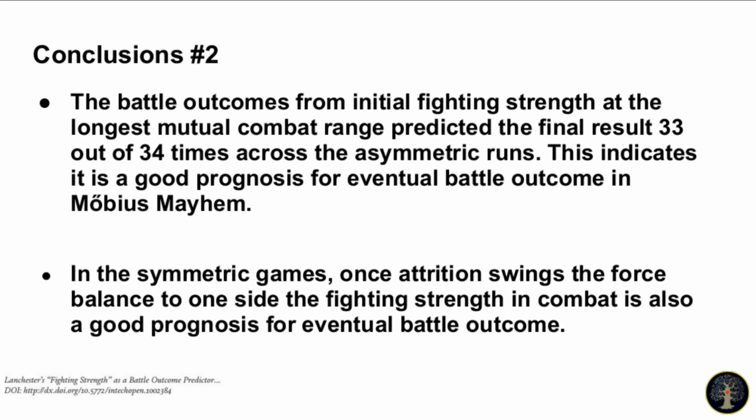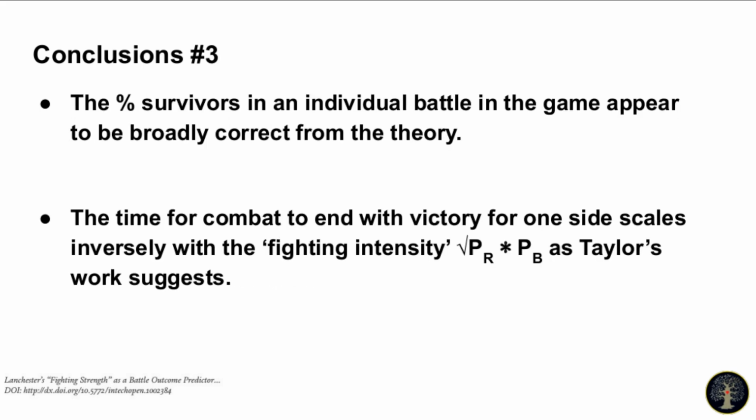In the symmetric games, once attrition swings the force balance to one side, the fighting strength in combat is also a good prognosis for eventual battle outcome. The percentage of survivors in an individual battle in the game appears to be broadly correct from the theory in the case of asymmetric fighting strength battles. The time for combat to end with victory for one side scales inversely with the fighting intensity as Taylor's work suggests. Overall, the game appears to follow Lanchester's equations, despite differences in assumptions with the pure theory.